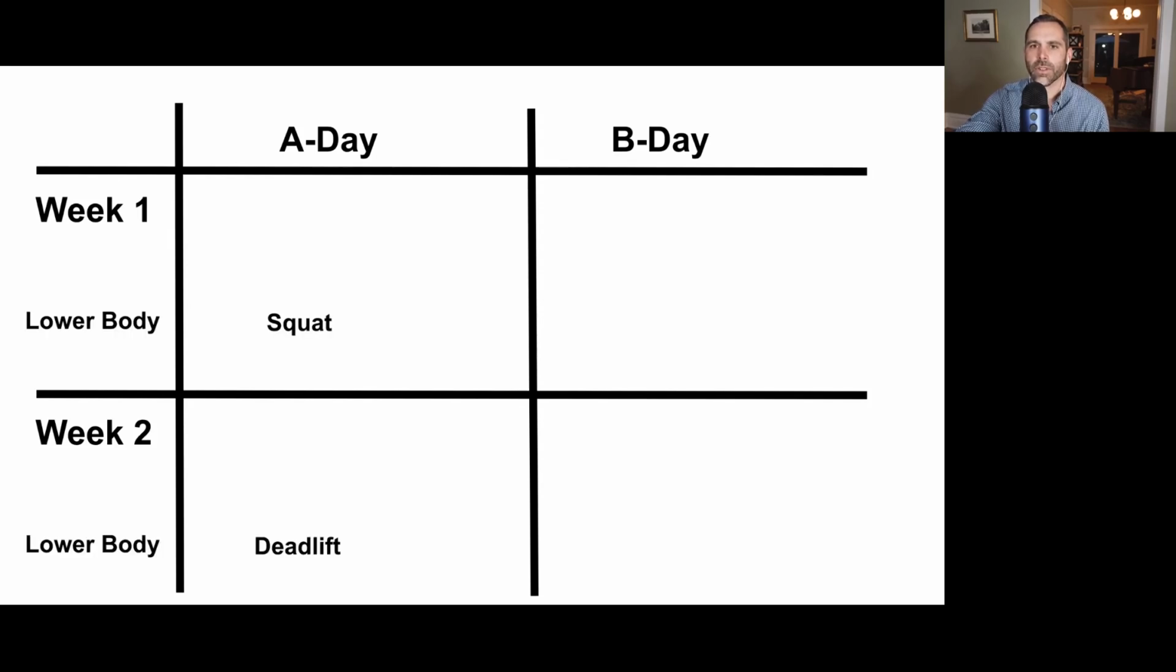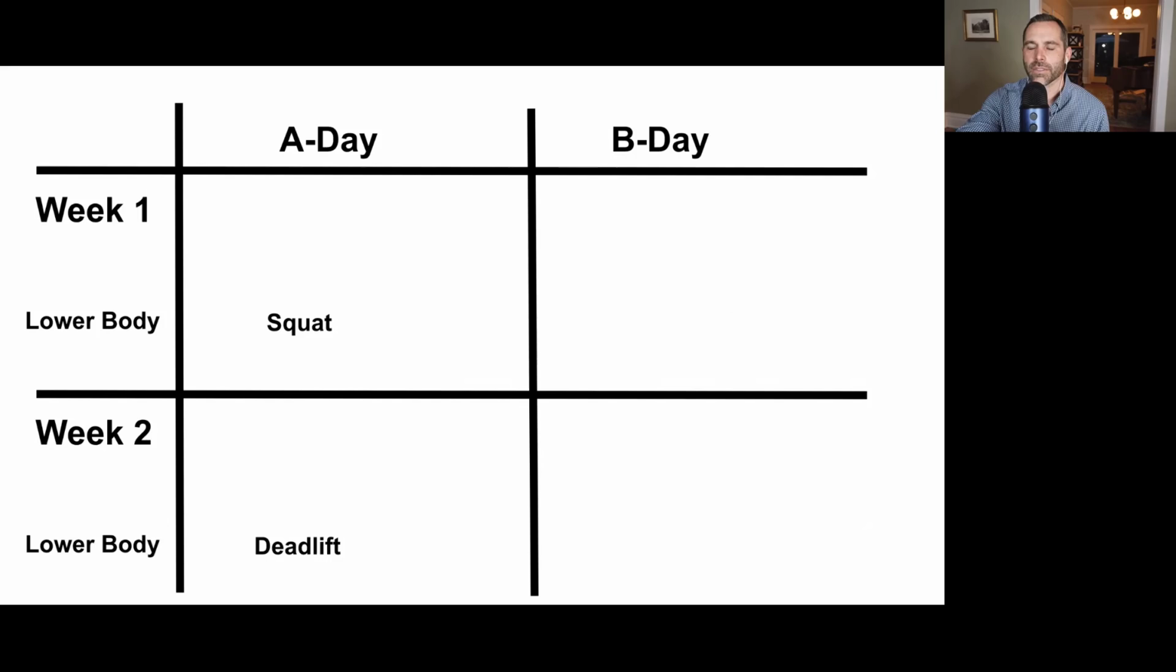You can see for the odd weeks, the lower body exercise on alpha days will always be some variation of the squat. And then the lower body exercise on alpha days for our even weeks will always be some type of deadlift. So we will rotate between squats and deadlifts.